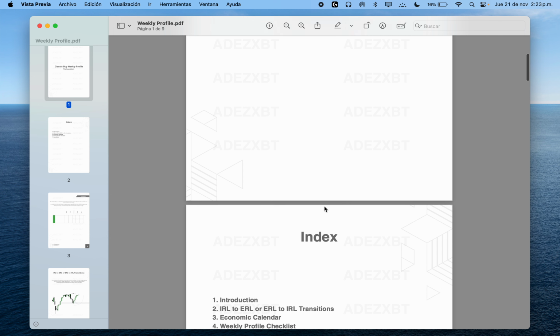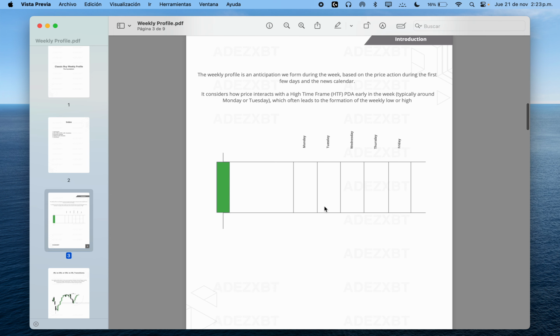So let's continue. Imagine that this is a weekly bar. Inside this bar, we have Monday, Tuesday, Wednesday, Thursday, and Friday. So what are the conditions to have a classic buy week? Also, what is a classic buy week? A classic buy week is when we have an open, a small week on the low, and we have a massive expansion during the week.